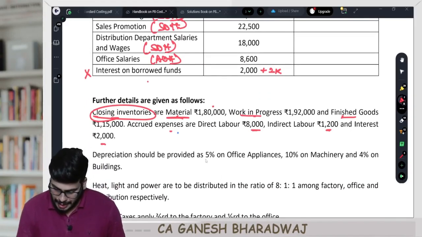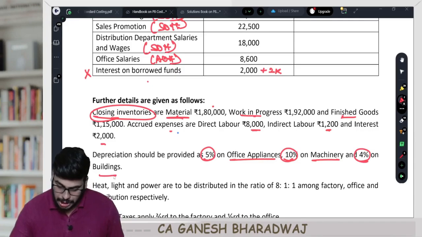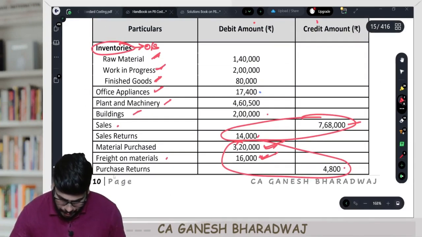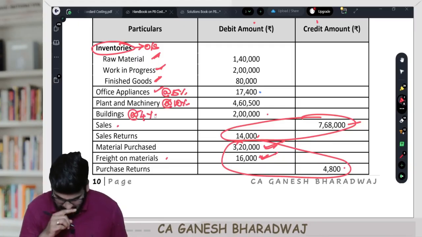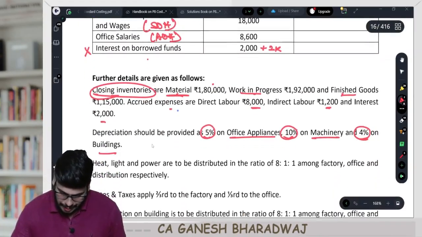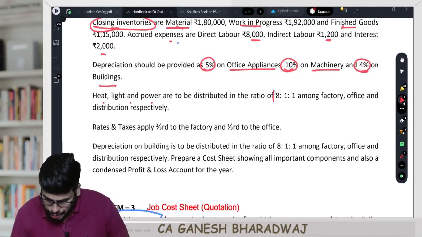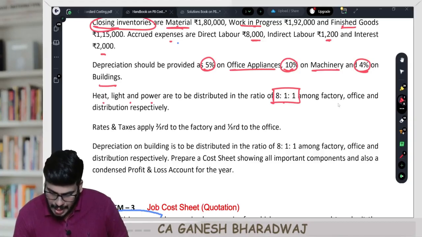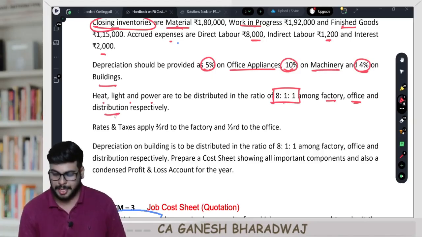Depreciation should be provided as 5% on office appliance, 10% on machinery, and 4% on buildings. So 5, 10, and 4. Look at this. So here it's going to be at the rate of 5%, at the rate of 10%, at the rate of 4%. Clear with this, guys? Next, what have they given? Heat, light, and power are to be distributed in the ratio of 8:1:1 among factory, office, and distribution respectively.